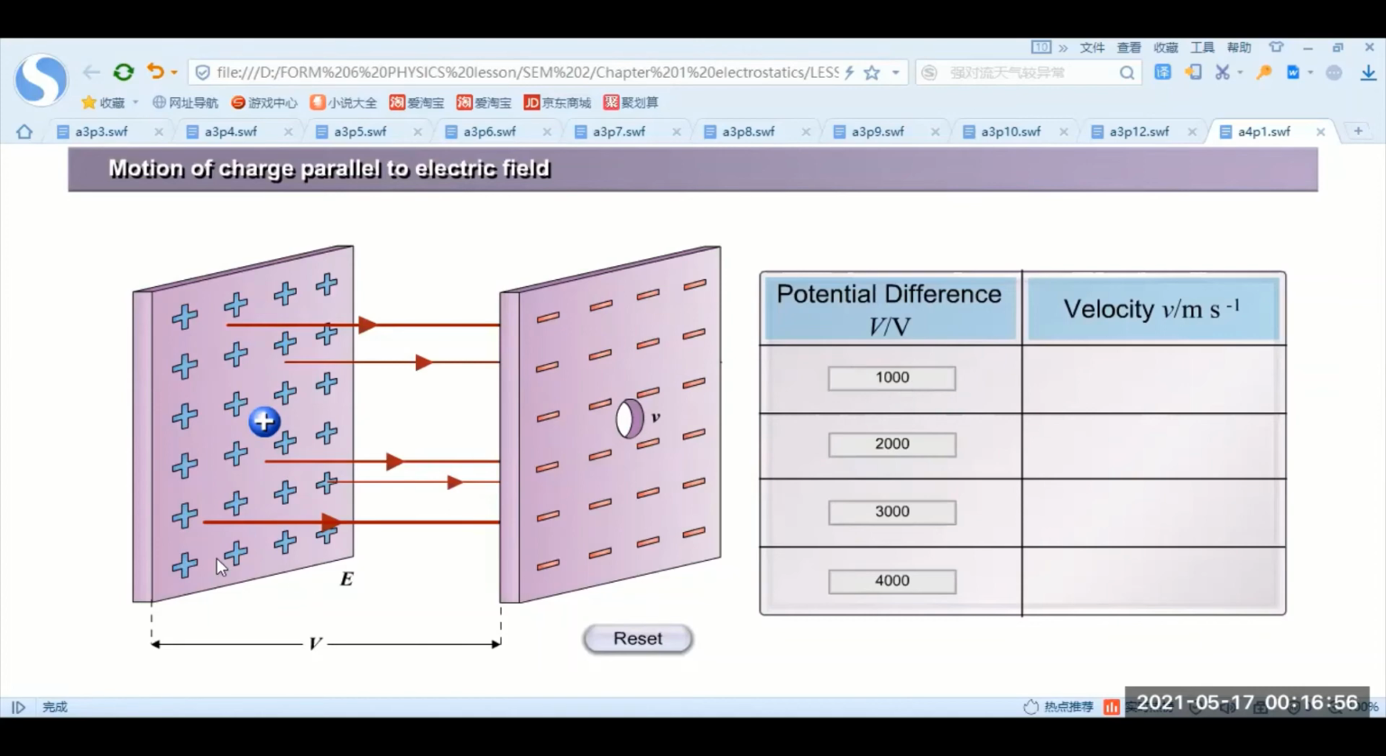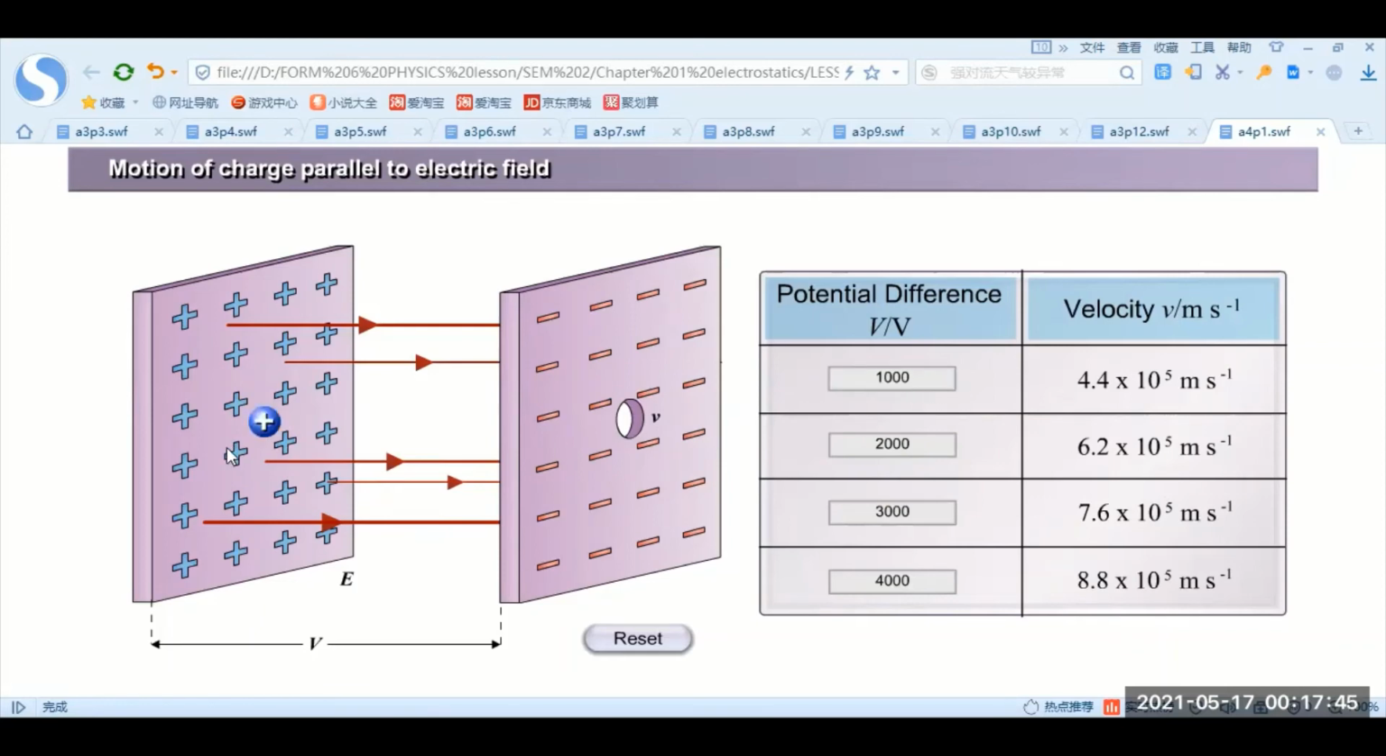If we choose the potential difference between the two plates to be 1000 volts, let's observe, the speed is 4.4 times 10 to the power 5. If we increase it to 2000, the speed increases to 6.2 times 10 to the power 5. If I increase the potential difference to 3000, the speed becomes faster, 7.6 times 10 to the power 5. And finally, if the potential difference is 4000 volts, the speed is 8.8 times 10 to the power 5.